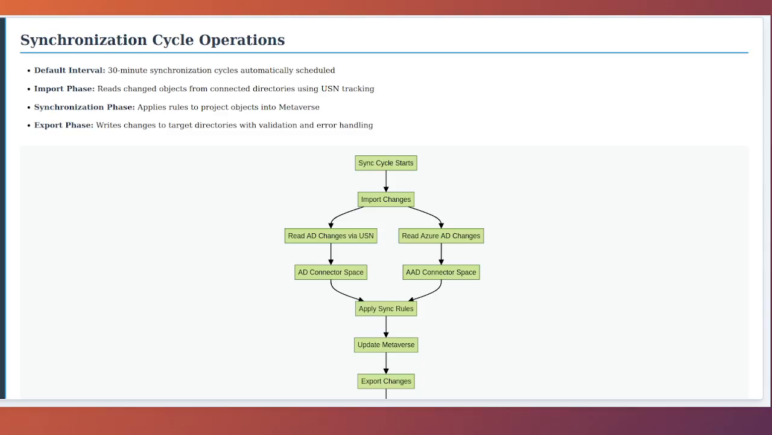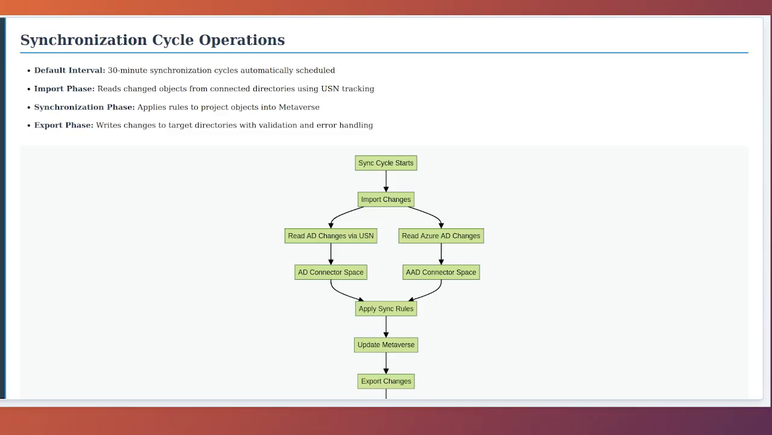The engine evaluates all applicable synchronization rules in precedence order, with lower precedence numbers taking priority. Default synchronization rules use precedence values in the 100 to 500 range, allowing custom rules with lower precedence values to override default behavior when needed.